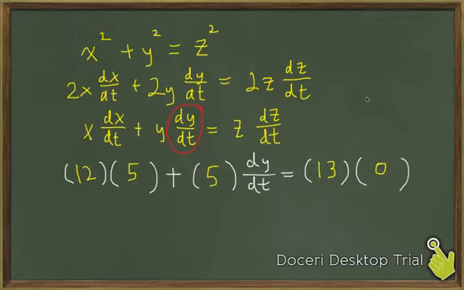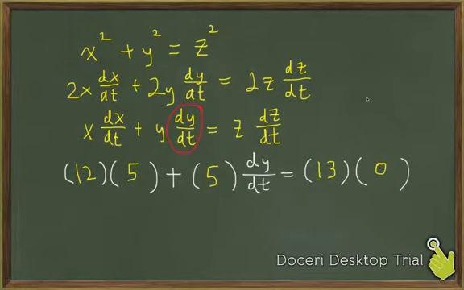This is the resulting equation. The length of the base from the house is 12. It's moving at 5 feet per second. And since it's increasing distance, or the distance that the base is getting away from the house, that rate is a positive rate.